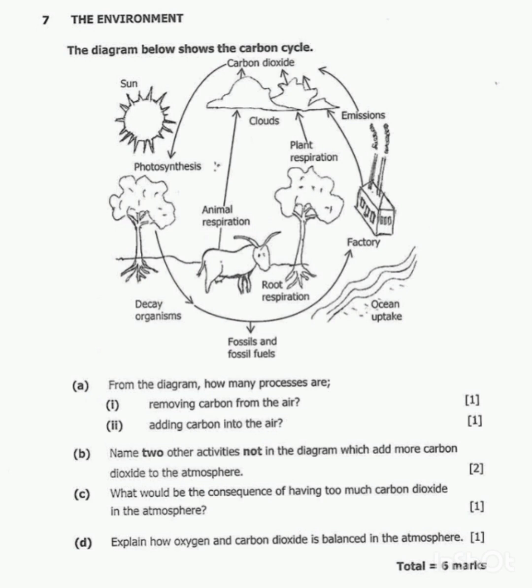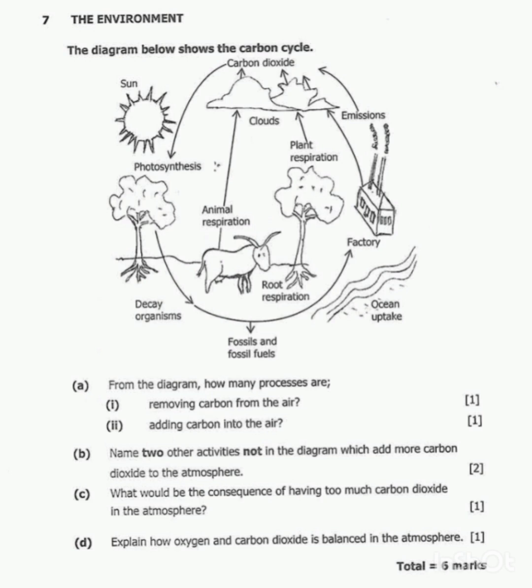Okay, question B. Name 2 other activities not in the diagram which add more carbon dioxide into the atmosphere. So you can talk about a bushfire. Okay, you can also talk about vehicle emission. You can talk about bushfire or just burning in general, and then you can also talk about vehicle emission. These also add carbon to the atmosphere.